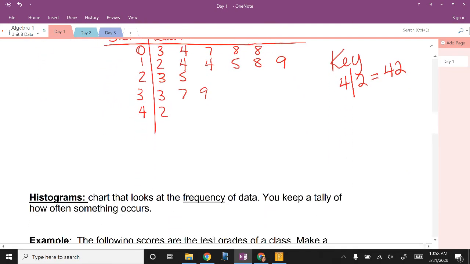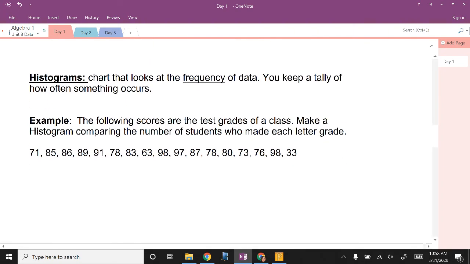All right, let's go on to the next one. A histogram. A histogram looks at the frequency of data. Okay, frequency is how often something happens. So if we're looking at a frequency, we're going to say how many times something fell into a certain category of ranges of data.